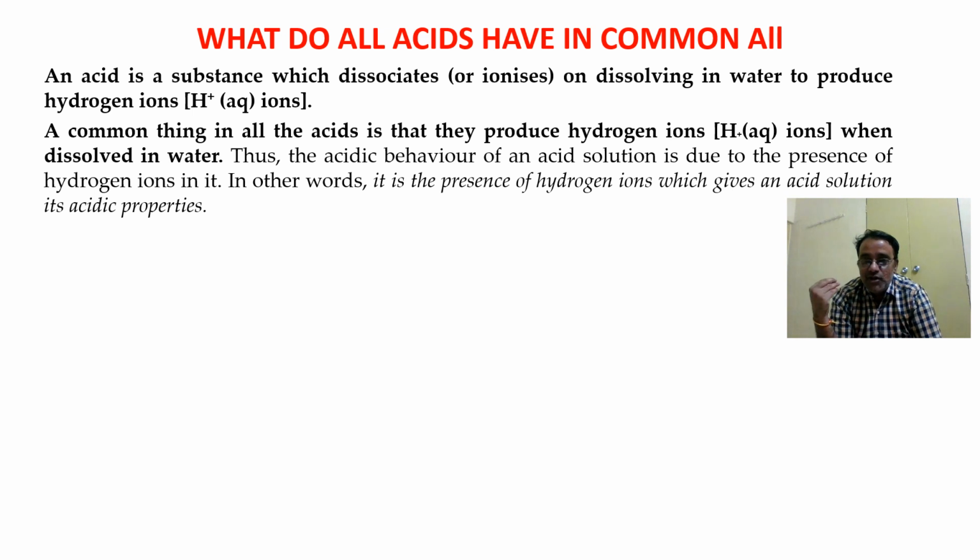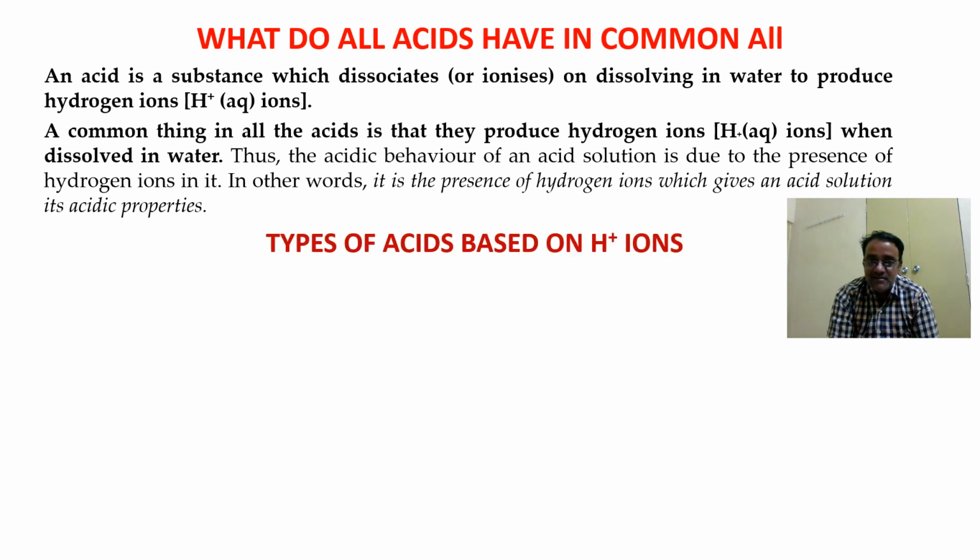Every acid will form hydrogen ions when dissolved in water, but some acids form fewer, and some acids form more. So on that basis, now there are two types of acids. So we are going to study the two types of acids based on hydrogen ions. Okay, so it's very clear that the acids which form a large number of hydrogen ions are strong acids, and those forming very few are weak acids.